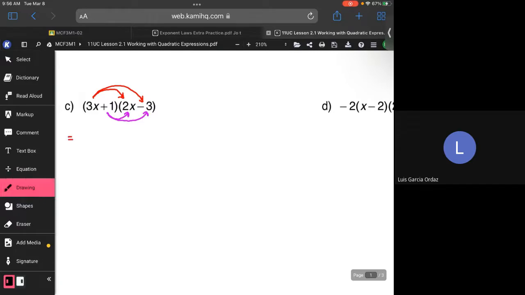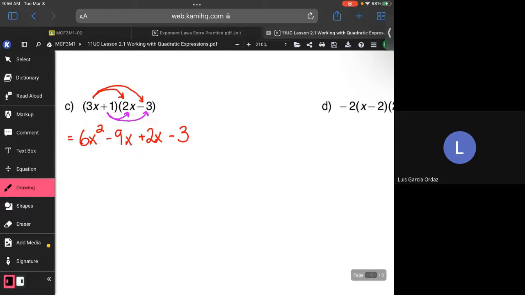So who can tell me what the first half is going to look like? Ashton? So 3x times 2x is 6x squared. Okay, what's the next term, Ashton? Minus 9x. And can someone tell me the other half of it? Brooklyn? You're taking the 1 and multiplying it to 2x and negative 3. So it would be 2x. Negative 3.